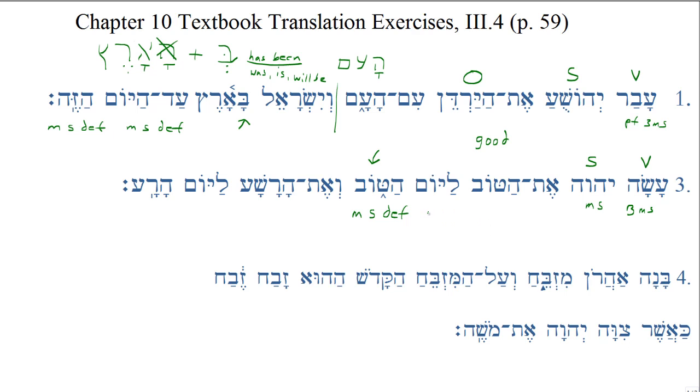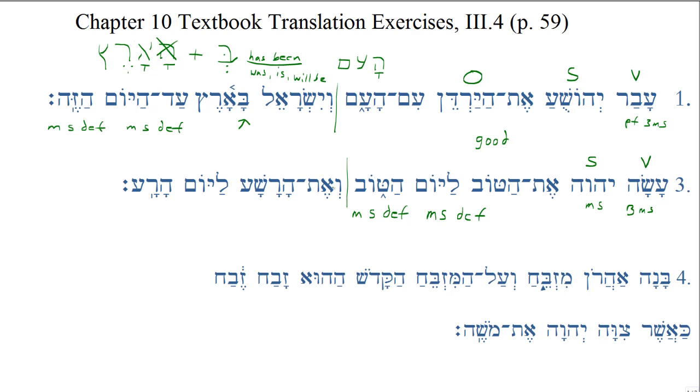So yom is masculine singular, and we can tell that we have a definite article, so this is definite. And so the adjective matches the noun in gender, number, and definiteness. So we can say, for the good day. So lamed here is being used as for the good day. So the Lord made, or has made, the good, meaning good people, for the good day. So that's the first part of our verse here.